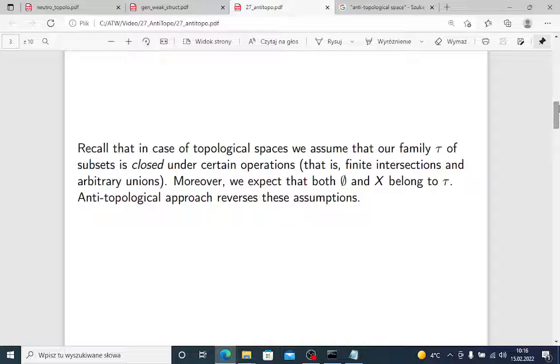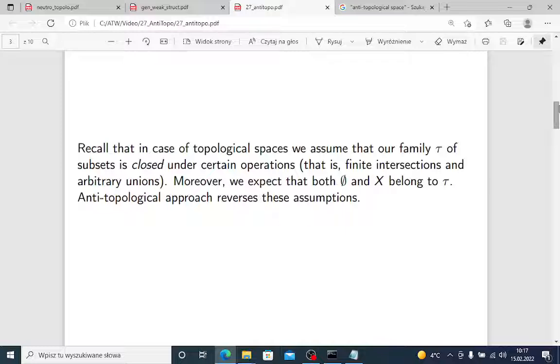Recall that in case of topological spaces, we assume that our family tau of subsets is closed under certain operations, namely finite intersections and arbitrary unions. Moreover, we expect that both the empty set and X belong to tau. As we know, there are also weaker structures like generalized topologies, so-called supratopologies, where we have closure only under arbitrary unions, not necessarily under finite intersections. We have so-called infratopologies, where we have finite intersections but not necessarily any unions.